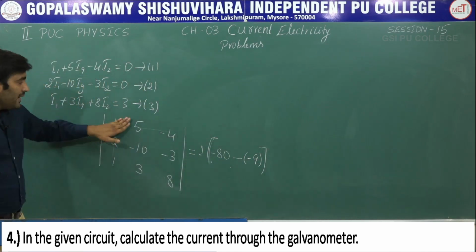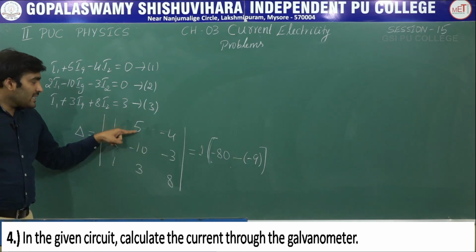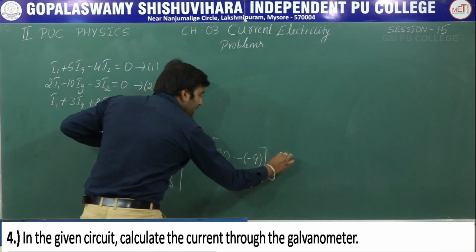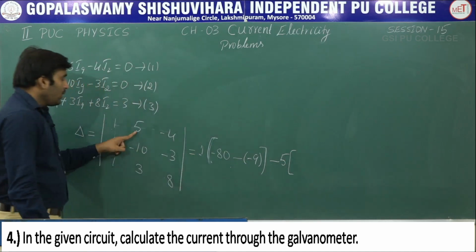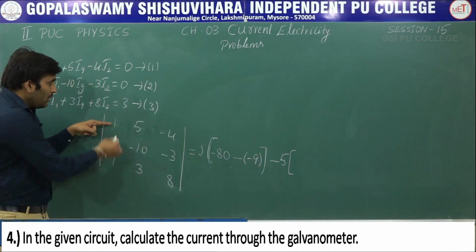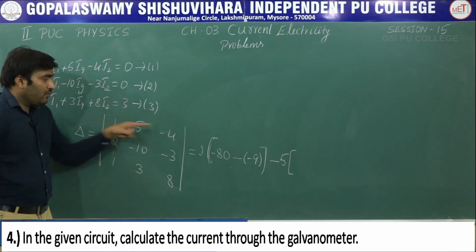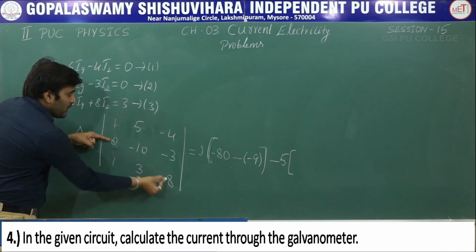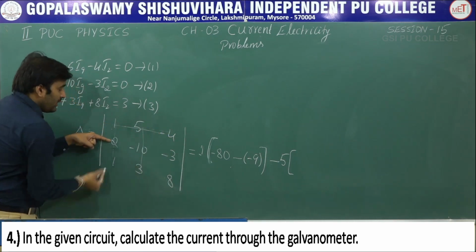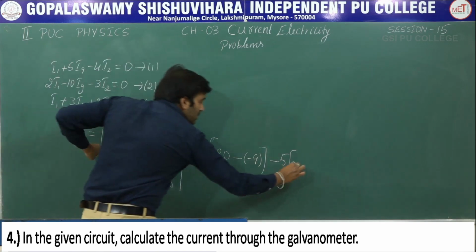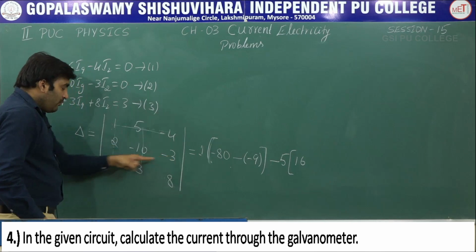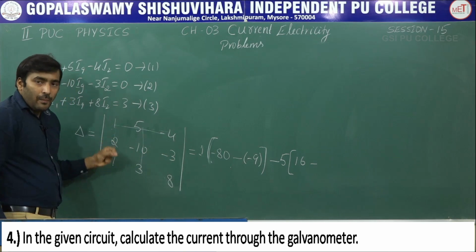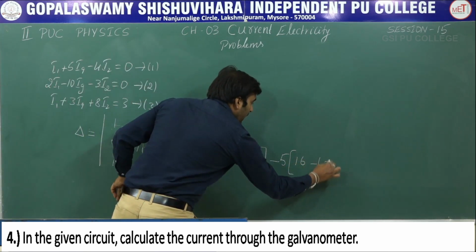Next term, the second element of the first row. We should write minus here, minus of 5 into. Now, for the second term, leave out the first row and second column. Multiply these two elements, 2 and 8. This is 16, minus of 3 into 1. I mean minus 3 into 1, so minus 3 into 1 is minus 3.